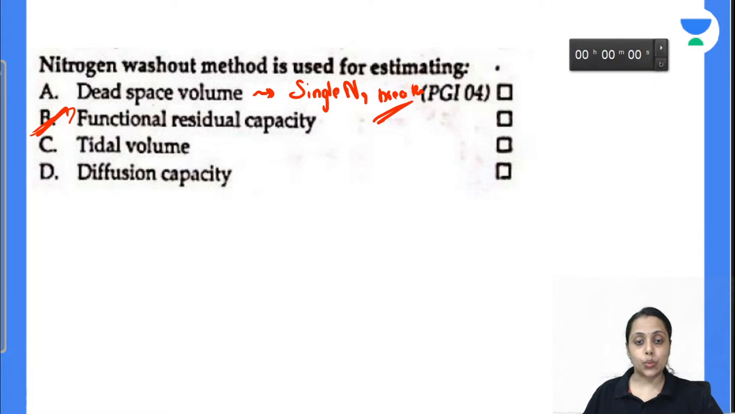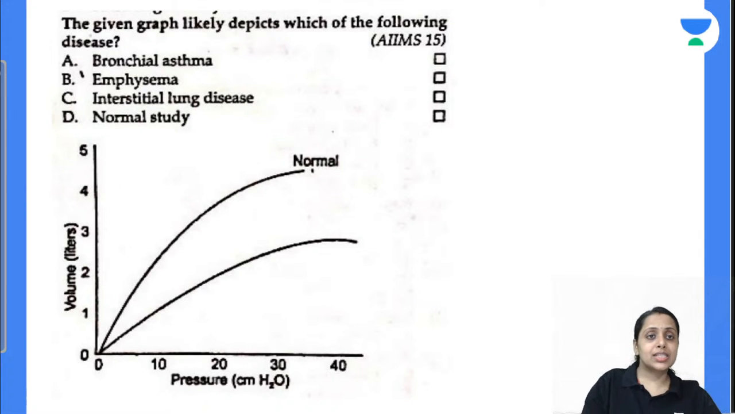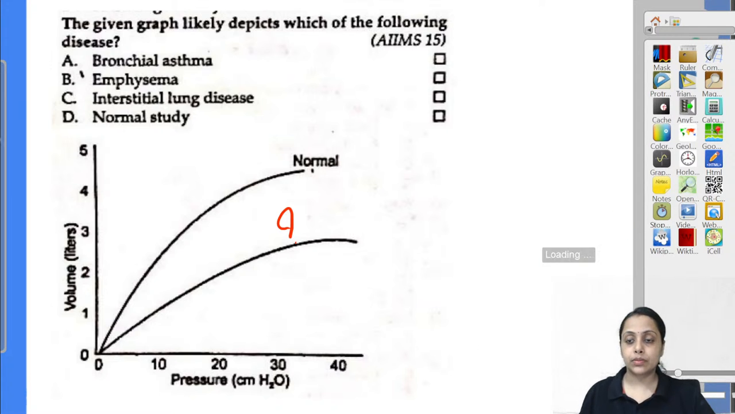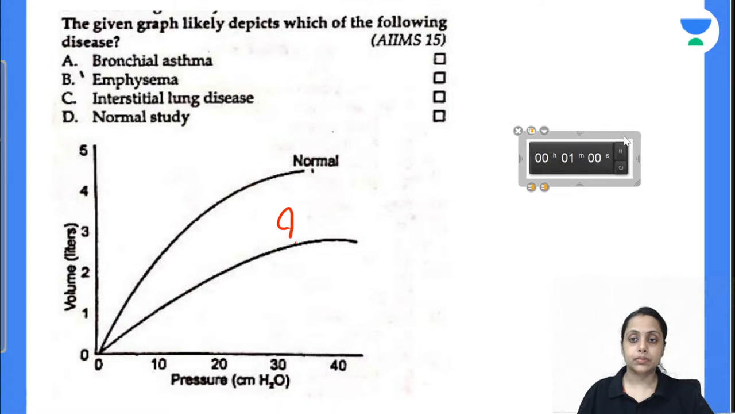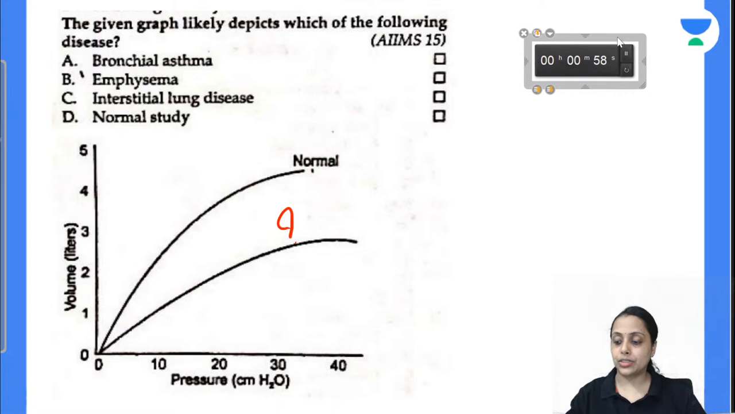Coming to the next one. This given graph likely depicts which of the following diseases? Bronchial asthma, emphysema, interstitial lung disease, or the normal study. Everybody answer this question.